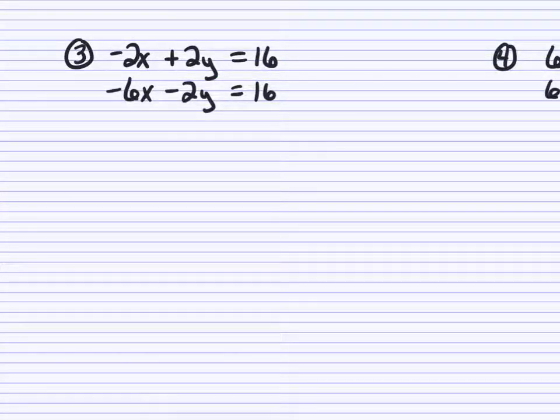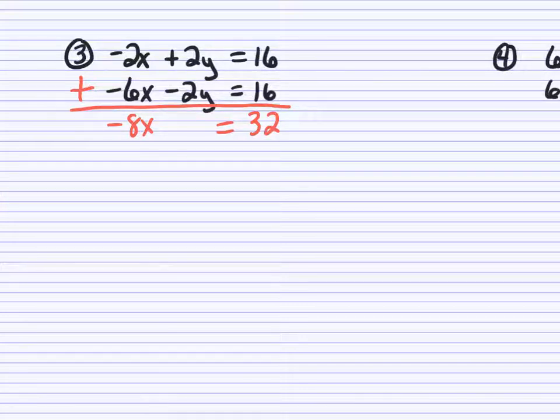Number 3, we have opposites, positive 2y and negative 2y. And as soon as we see opposites, we do addition. Negative 2x and negative 6x gives me negative 8x. Positive 2y and negative 2y cancel each other out, so I don't write anything, not 0, y, nothing. Bring down my equal sign, and 16 plus 16 is 32.